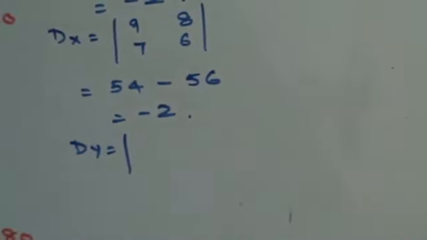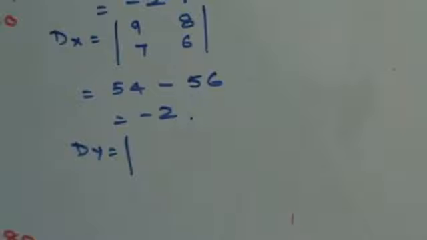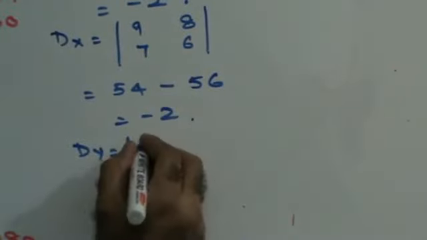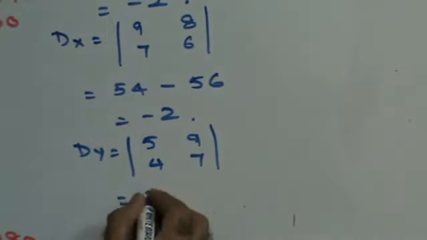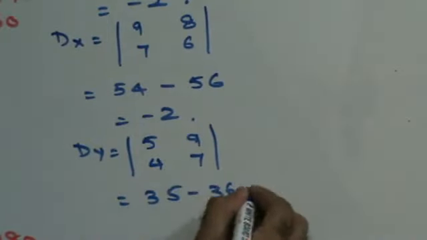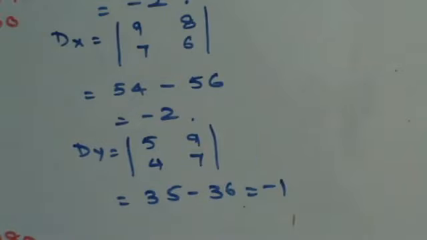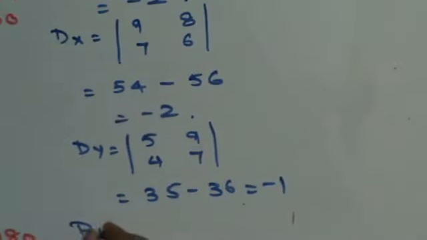Dy, right? In your determinant D, substitute the y coefficients with the right hand side. So this is 5, 4, 9, 7. This is 35 minus 36, that's minus 1. Now let's apply Cramer's rule.